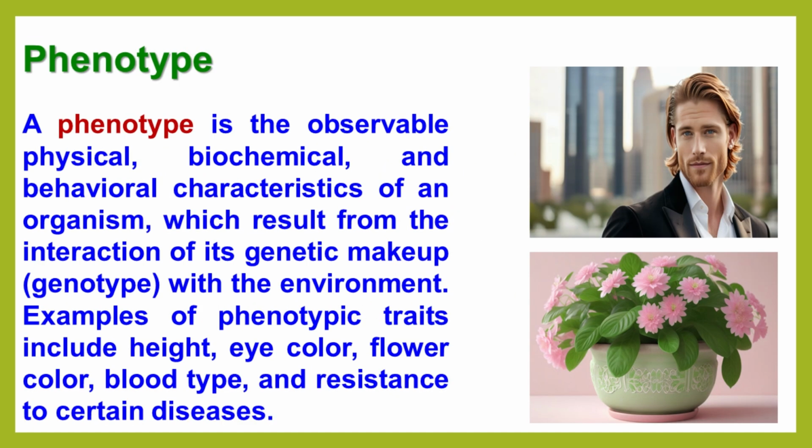Phenotype is the observable physical, biochemical, and behavioral characteristics of an organism, which results from the interaction of its genetic makeup with the environment. Examples of phenotypic traits include height, eye color, blood type, and resistance to certain diseases. So when you're talking about someone's height, your friend's eye color, or the color of a flower, you're talking about their phenotype. Here's an important point. In genetics, we often start with the phenotype of an organism to get to its genotype. So let's see what is genotype.